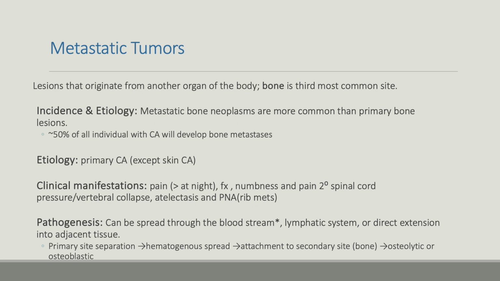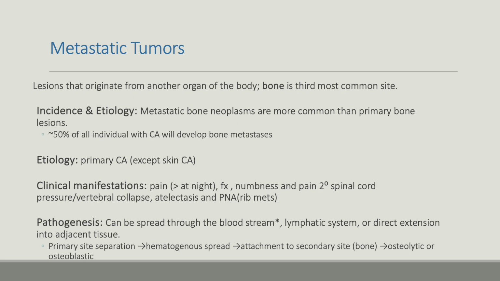Clinical manifestations include pain, particularly more pronounced at night, fractures due to weakness in the bones, numbness and pain from secondary spinal cord compression or vertebral collapse, respiratory symptoms such as atelectasis, which is a lung collapse, and pneumonia resulting from rib metastases.